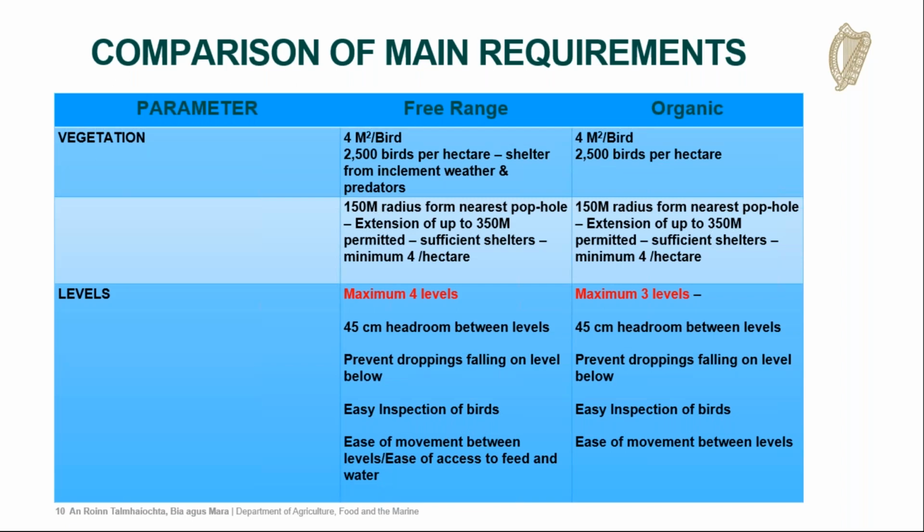In terms of levels within the house itself, for the free range, 4 levels are permitted. For the organic, it's 3 levels, and the other parameters are pretty similar after that. For both systems, there must be 45 centimetres of headroom between the 2 levels. You must prevent the droppings from falling on the level below. The system must be constructed in such a way to allow easy inspection of the birds and ease of movement between the levels for the birds, and ease of access to feed and water.